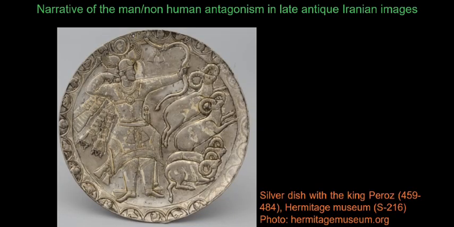That being said, in today's video, we are going to focus on just one specific narrative, which is the man non-human antagonism in late antique Iranian images, and see what steps we can take to untangle a narrative in art history.